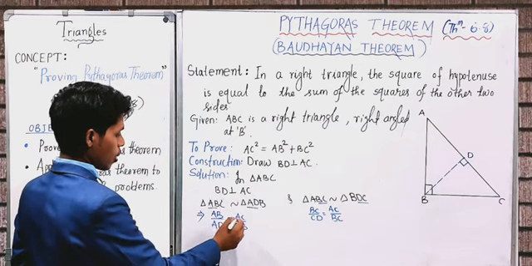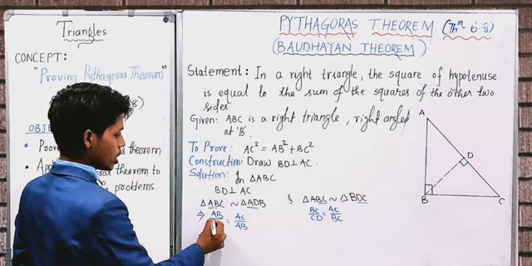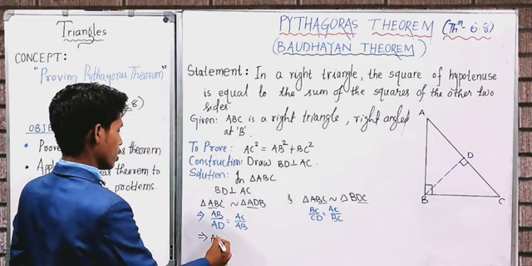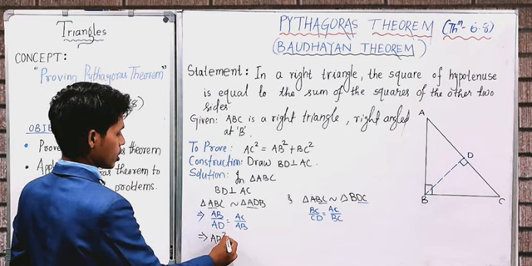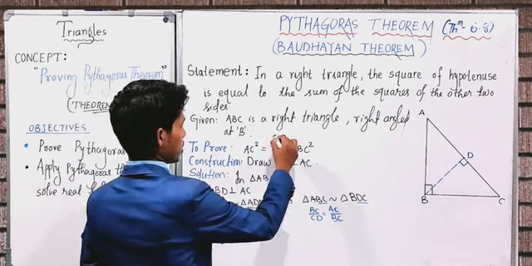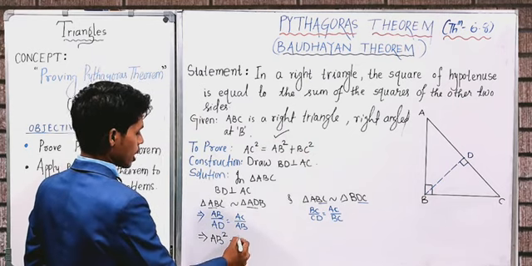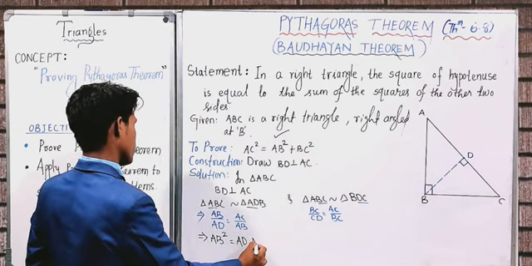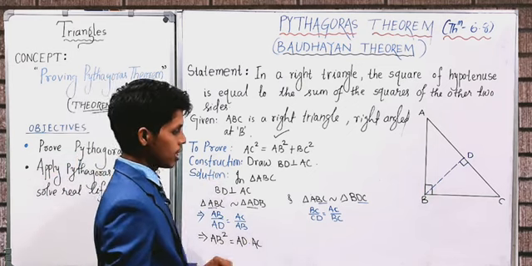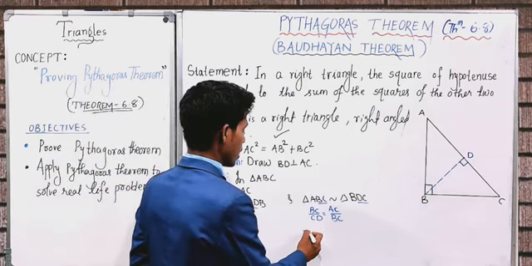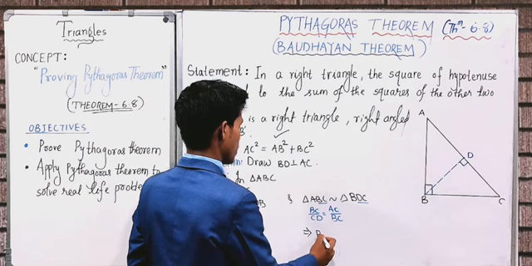Next, let's cross multiply these two. We will get AB into AB, that is equal to AB square. See, this was needed in our question. Similarly, here we will get on the right hand side AD into AC. Leave this like this. Here if we cross multiply, we will get BC into BC, that is BC square.